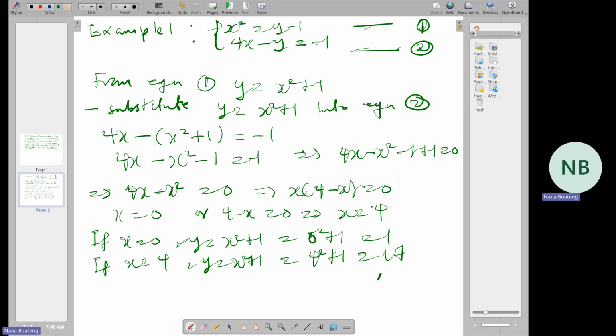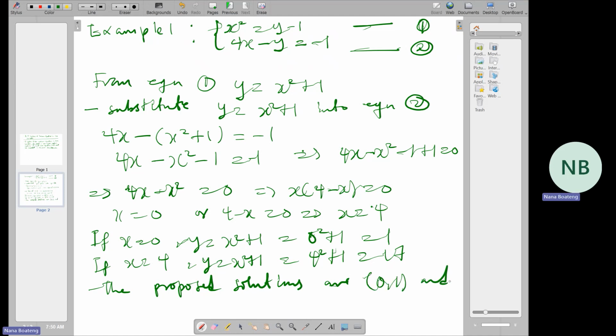So the proposed solutions are: when x is equal to 0, y is equal to 1, and when x is equal to 4, y is equal to 17. These are the ordered pairs that satisfy the equations.